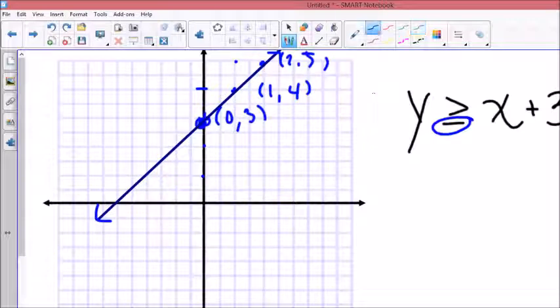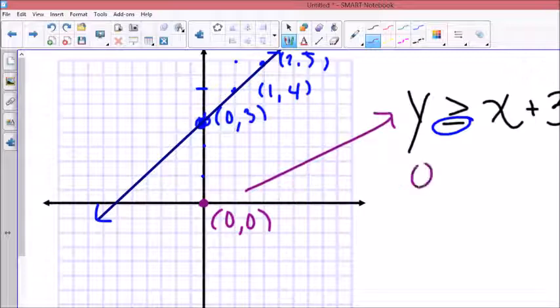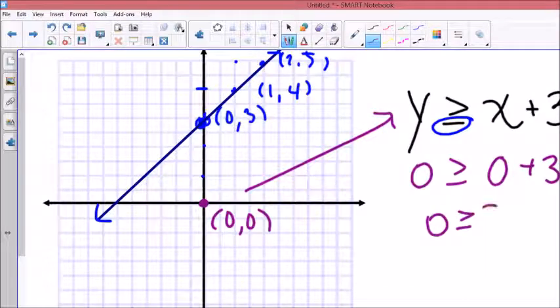Okay. Now I'm going to pick an ordered pair that's not on my line. So again, maybe my favorite point to pick is the point 0, 0. So I'm going to plug it into my inequality. 0 for y, 0 for x. That says 0 is greater than or equal to 3, which is still not a true statement. Okay, next time we'll pick one that works.